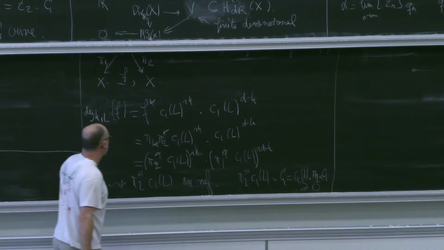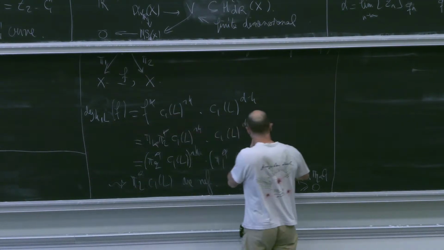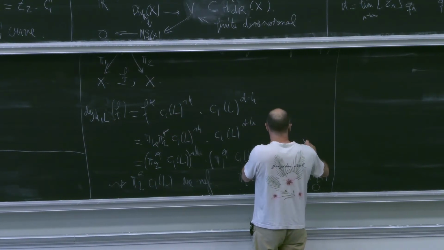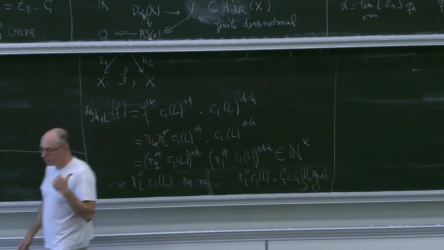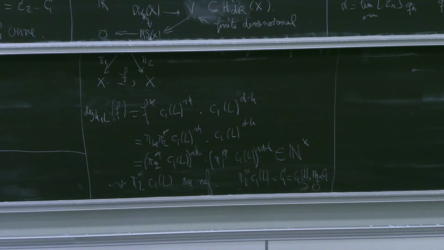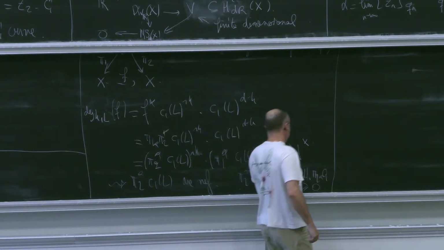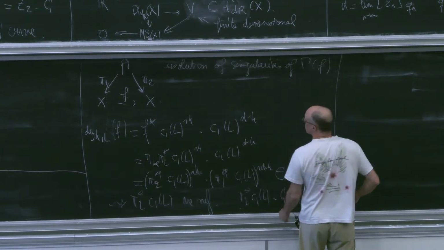Okay? So what I said is that this number is an integer, then I'm cheating. I'm saying that this is positive. Okay. So what is the intuition?